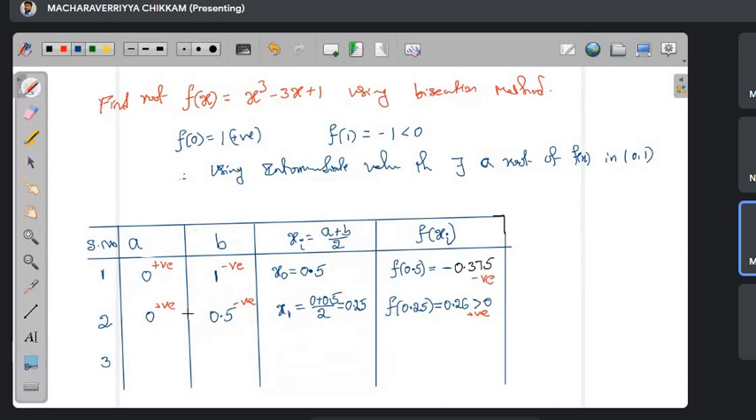Earlier 0 is positive, no? So you just update that. So here now the new value is 0.25 and here 0.5. This is our new interval. So here it is positive, and you know the function takes negative here. Now you write what is x2. X2, that is 0.375.